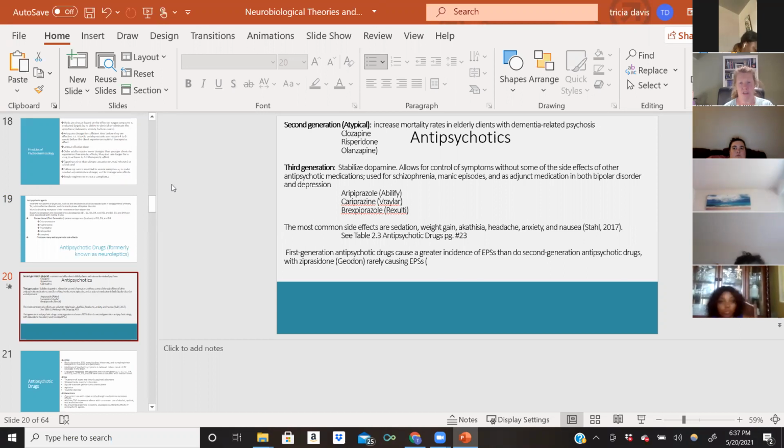And then we have third generation. These actually help stabilize dopamine in the brain. It allows for control of symptoms without some of the effects that we see with the other antipsychotic medications. We can use these for schizophrenia, manic episodes, and also as an adjunct medication in both bipolar disorder and depression. So this is going to be your aripiprazole or your Abilify, your cariprazine, your brexpiprazole, or your Rexulti.